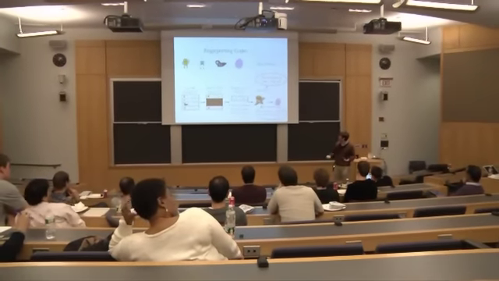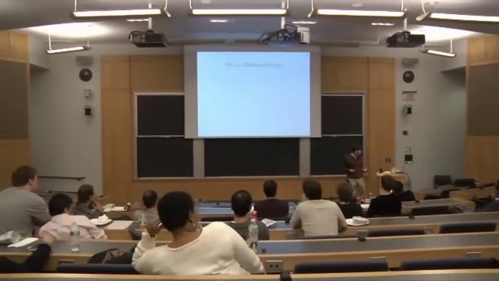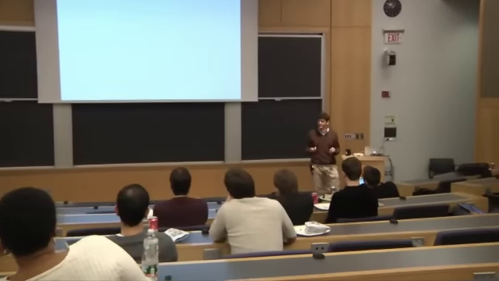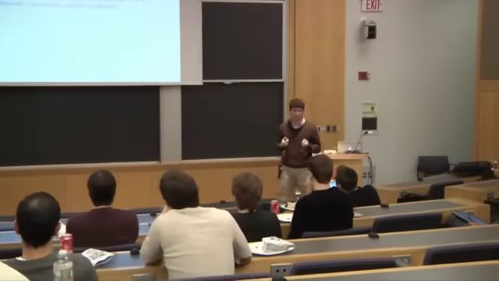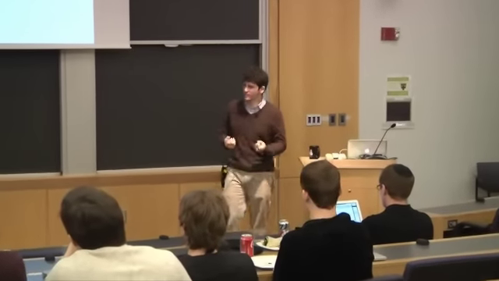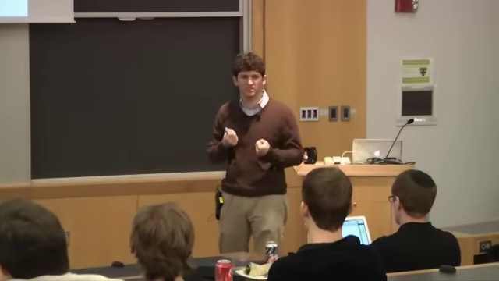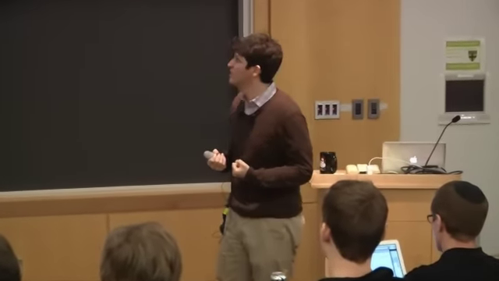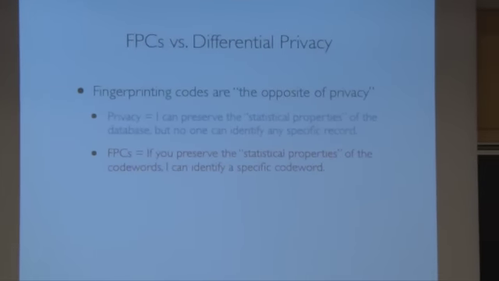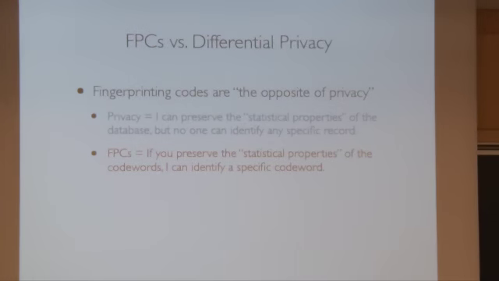OK, so we got a little bit away from privacy for a second. What does this have to do with differential privacy? I claim that once you know about differential privacy and fingerprinting codes, and you think about it a little bit, you'll see that really these things are almost exactly the opposite of one another. So what I mean by that is that a differentially private algorithm is one that tells me some statistical properties of the data set, but in such a way that nobody can identify any specific record in the data set.